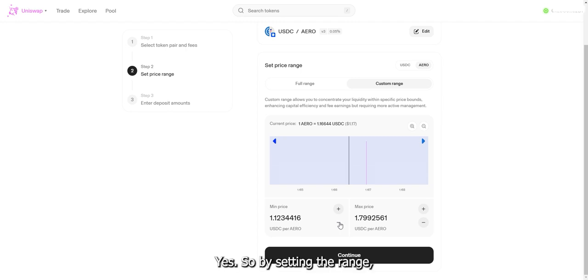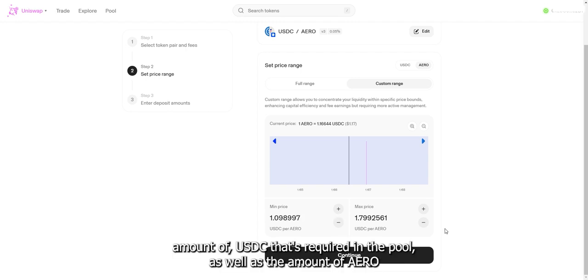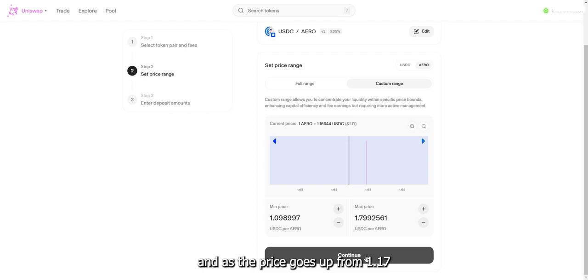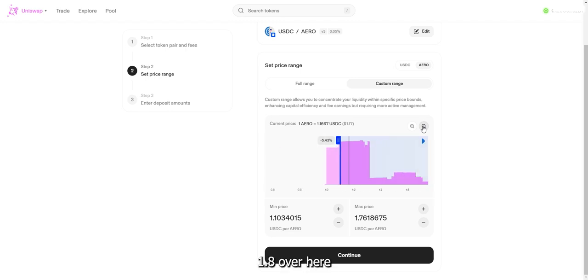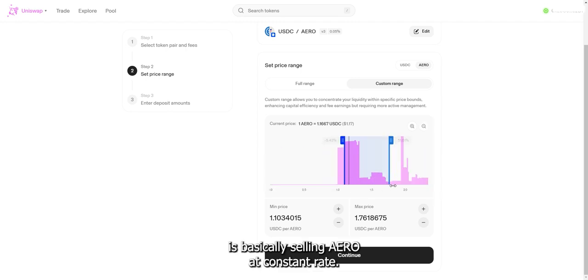By setting the range in your own custom, it sets the amount of USDC that's required in the pool, as well as the amount of AERO. And as the price goes up from 1.17 all the way to, in this example, 1.8 over here, you're basically selling AERO at a constant rate at the average price of the middle line. Yeah, and that's how you take profits through a liquidity pool.